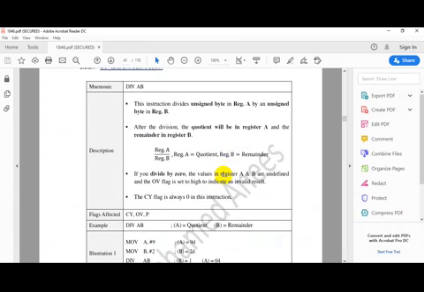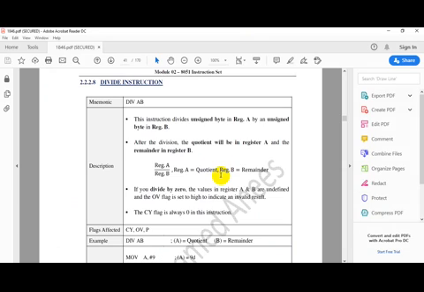Let's see the next instruction, that is DIV AB. The syntax is DIV space AB. So again, in this case, there is no space between A and B. What does this instruction do? This instruction divides an unsigned byte in register A by an unsigned byte in register B. So after division, your quotient will be in register A and remainder will be in register B.